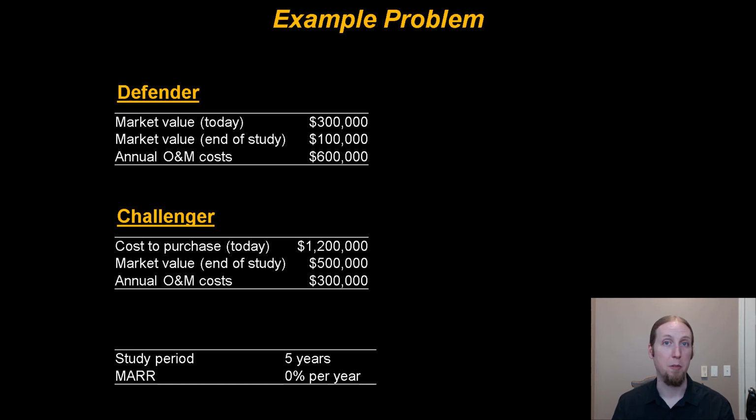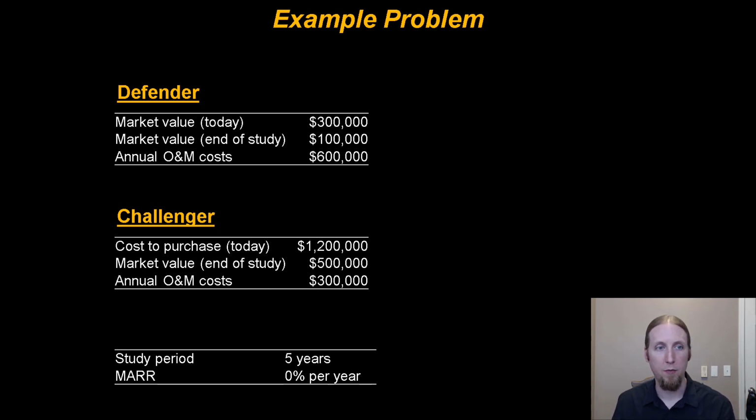All the information in the problem is laid out in this table here. And I want to point out that this is a simple version of replacement analysis. We have a constant study period of 5 years. We know that the boiler has to be retired at that point no matter what. And our choice is just, do we replace the Defender now or in 5 years? We're not asking when in this 5-year period should we replace it.